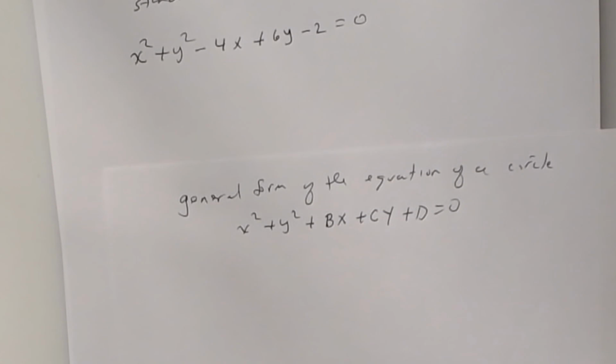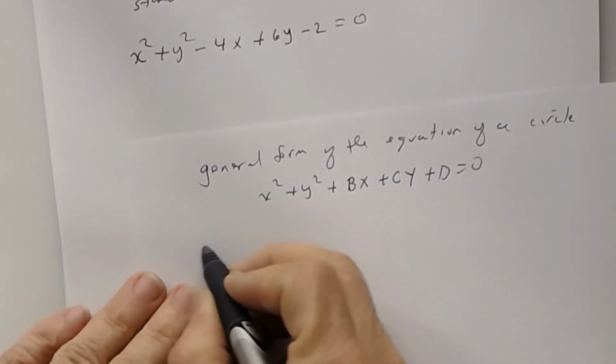In other words, you have an x squared and you have an x. You have a y squared and you have a y, and you have a constant. A constant here being what letter? D. Okay, now listen to this. I could easily determine the center and the radius if the equation was written in what form? Standard form. Standard form is where you had this.